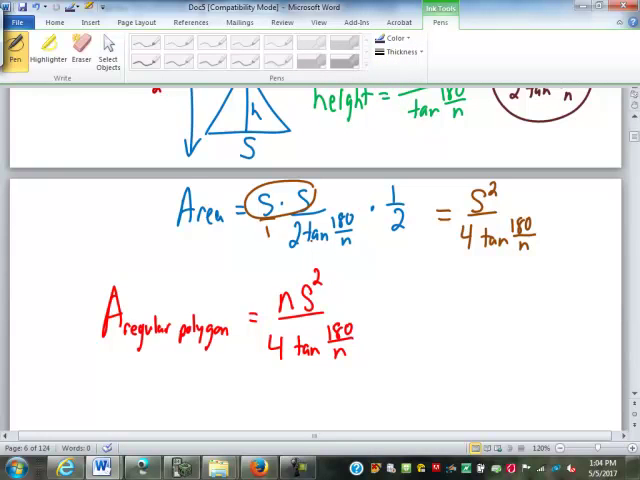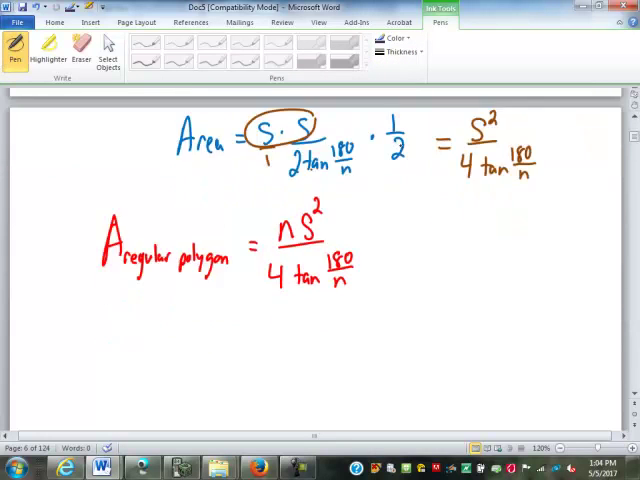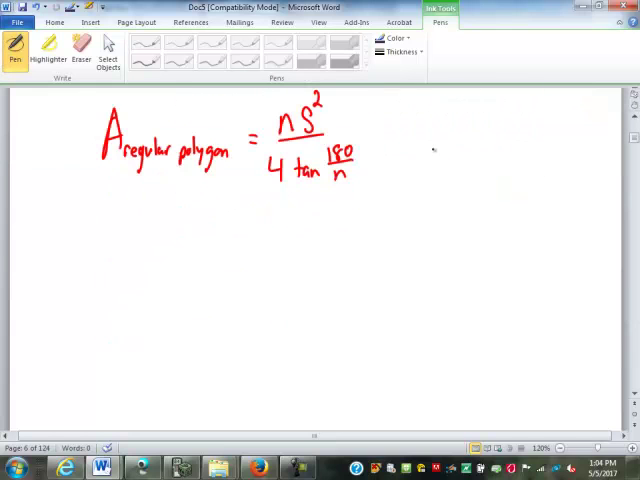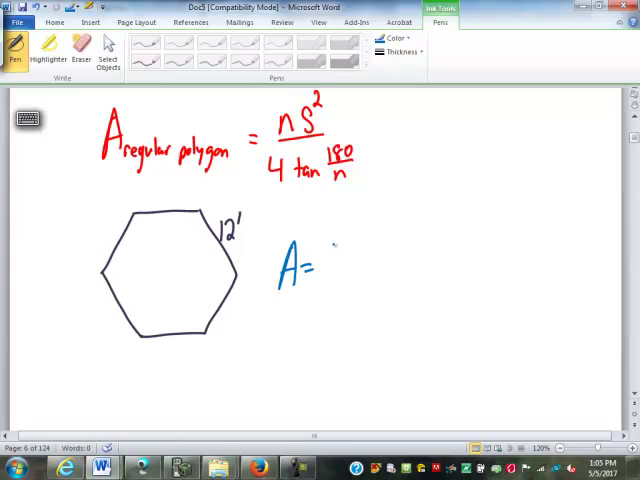So now let's put this to use. How would we make this work? Let's work with our regular hexagon here. The regular hexagon with a side of 12 feet. Its area. What's n?